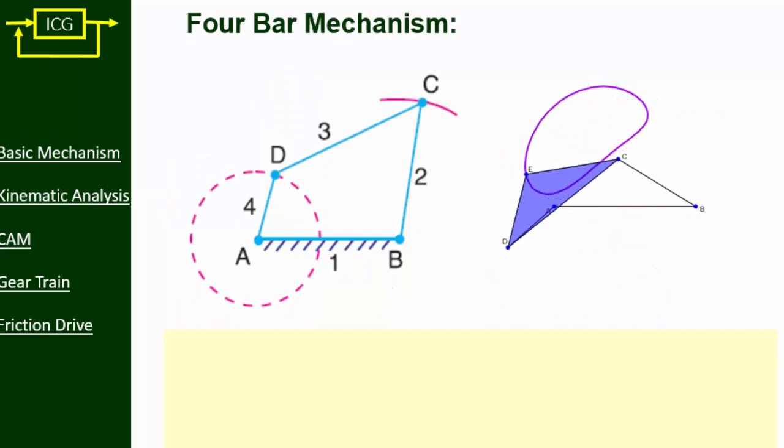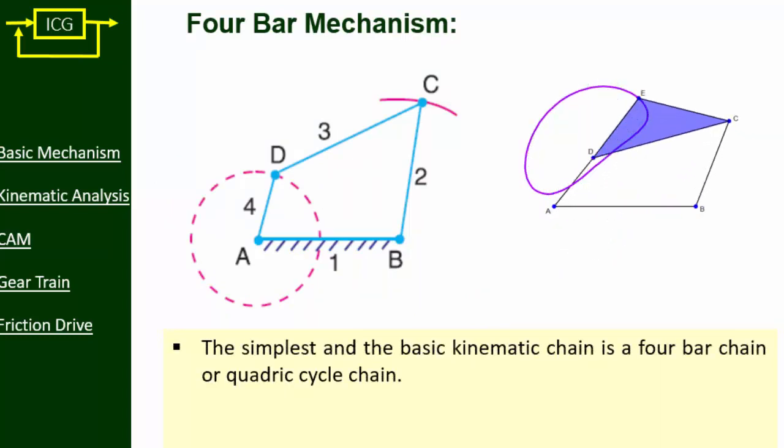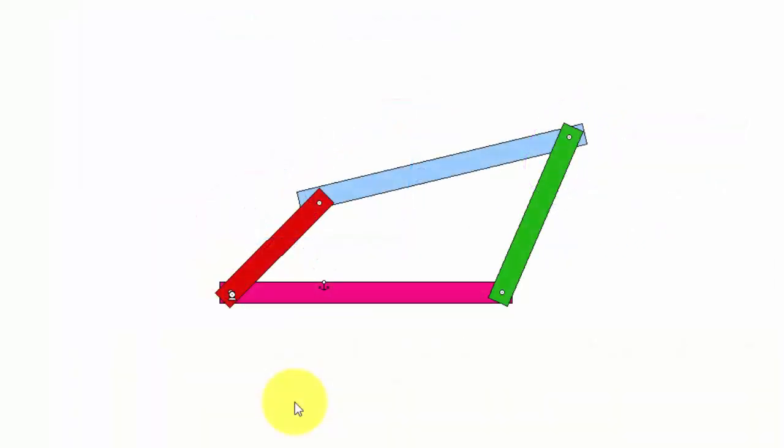4-bar mechanism. The simplest and basic kinematic chain is a 4-bar chain. Let me explain the concept of the 4-bar mechanism with this simple example. See here we have 4 links. This is link 1 which is fixed, link 2, link 3 and link 4. Each link is connected by a pin joint. See here there is a pin joint here.